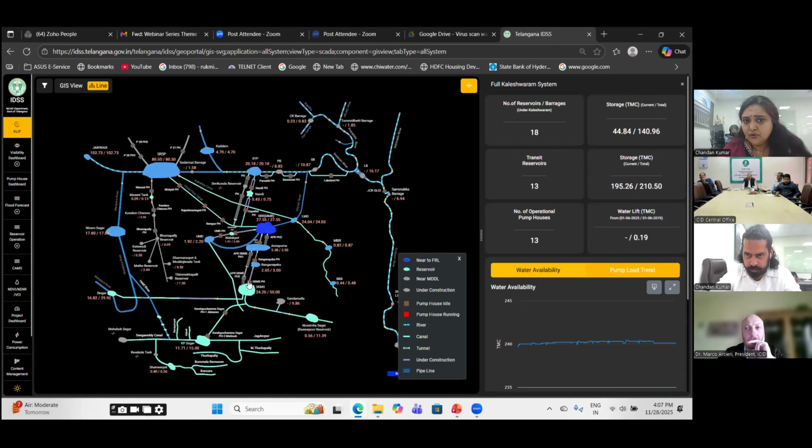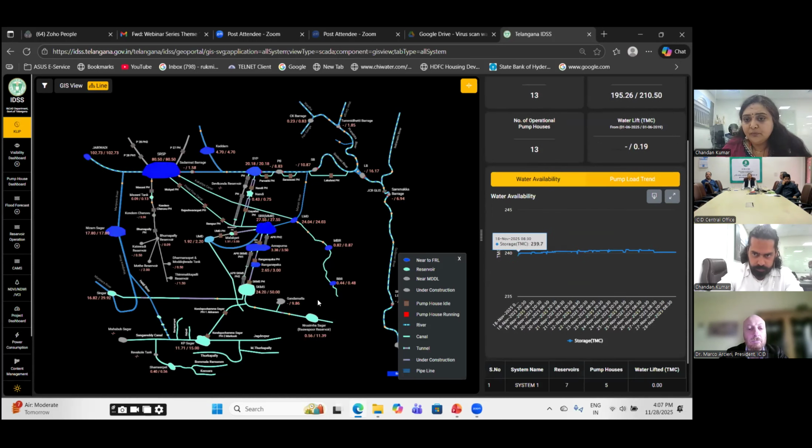Now, during monsoons, a few of them will be blinking red. So these are the reservoirs you are seeing here, SYP, SRSP. They are almost 18 in number, and they have a storage of around 44.84. We have 13 transit reservoirs, and their storage is around 195.26, and we have almost 13 operational pumps. So this is a digital twin of all the reservoirs represented at one place.